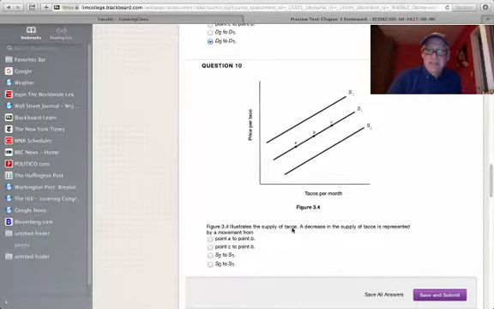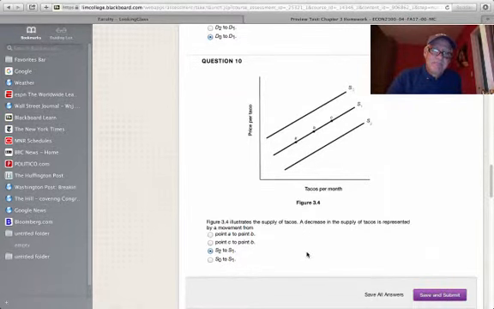All right, question 10. This illustrates the supply of tacos, a decrease in the supply of tacos. So again, this is obviously going back to the left, right? For some reason, people aren't buying tacos. So it's S2 to S1 or S1 to S0. So this is going to be what? S2 to S1, right? For question 10.